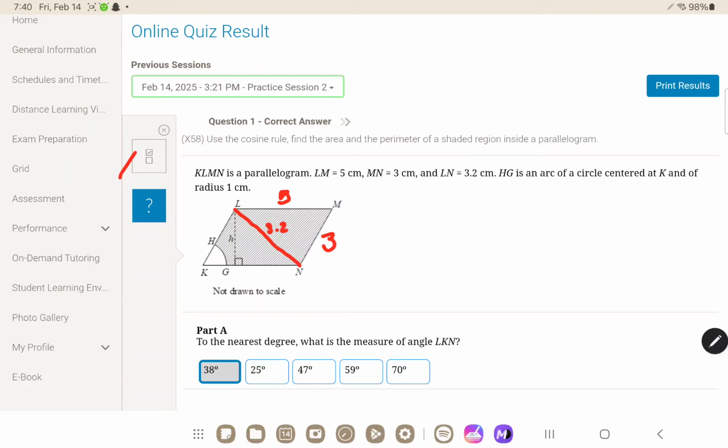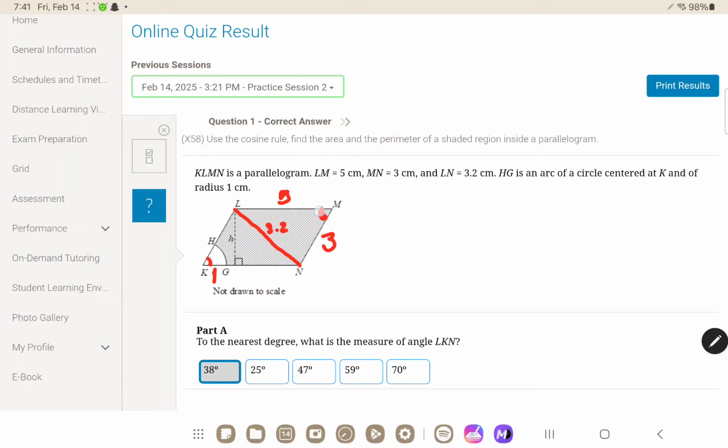HG is an arc of the circle centered at K and radius 1 centimeter. So that's all our measurements that were given. Now, to the nearest degree, what's the measurement of LKN? LKN, this angle over here, they want what's it? Now, what we know already is this is a parallelogram. So in a parallelogram, opposite angles are equal. So this and this angle here are equal.